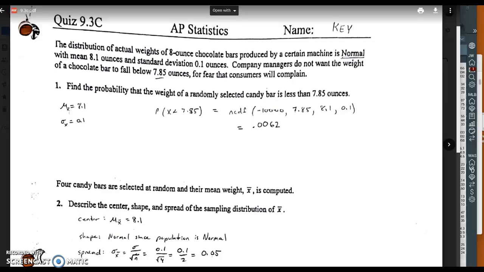Okay, we're looking at the 9.3C practice quiz for AP Stats.